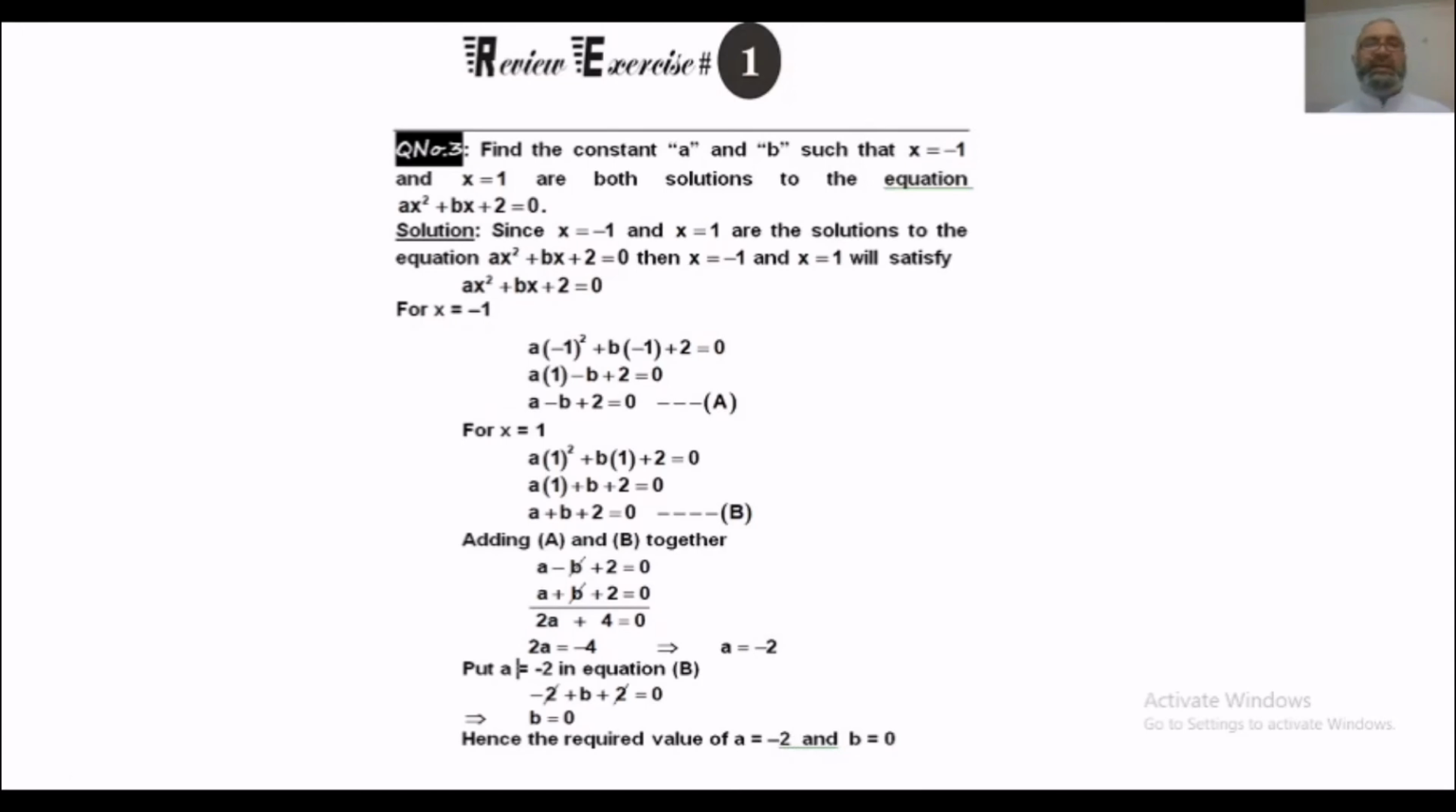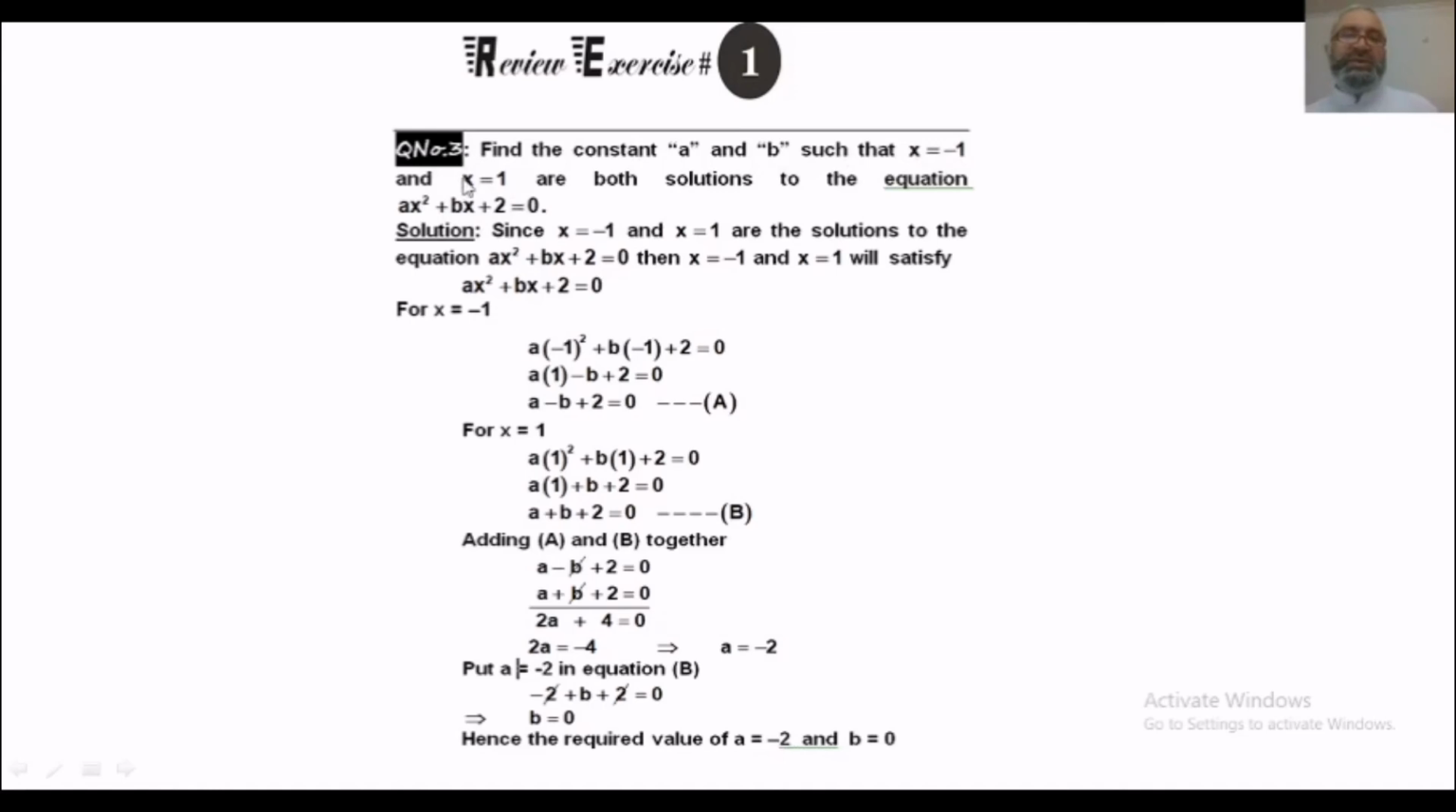Next is the last review exercise. So question 1 is objective, very simple, do it by yourself. Question 3, find the constants a and b such that x is equal to minus 1 and x is equal to 1 are both solutions to the given equation. So solution means x is equal to 1 and x is equal to minus 1 are the roots of this equation.